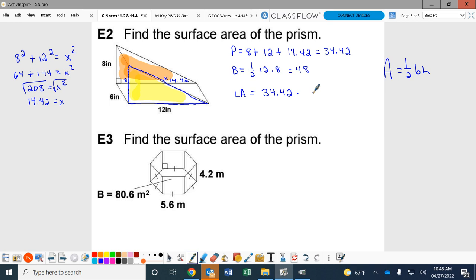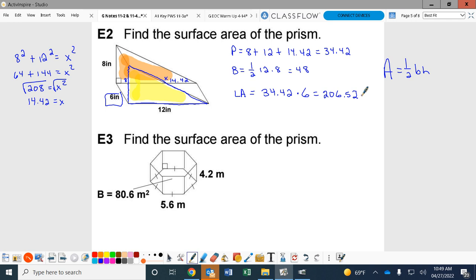Which number is the distance between the front and the back? 6. That's the 6. Multiply 34.42 times 6. Around 200. Come on, guys. 194. I don't think so. Oh wait, sorry, I missed. 206.52. Do you see what it was?